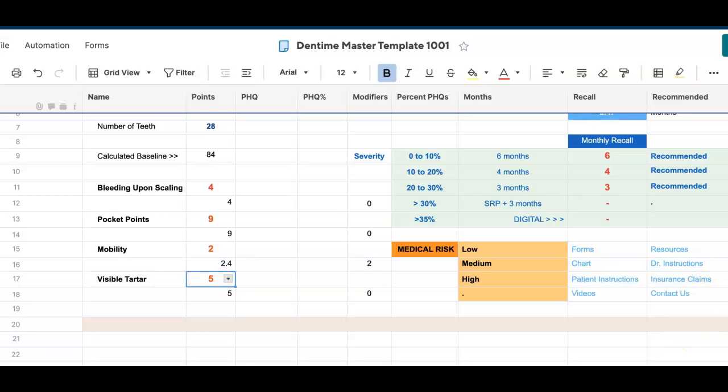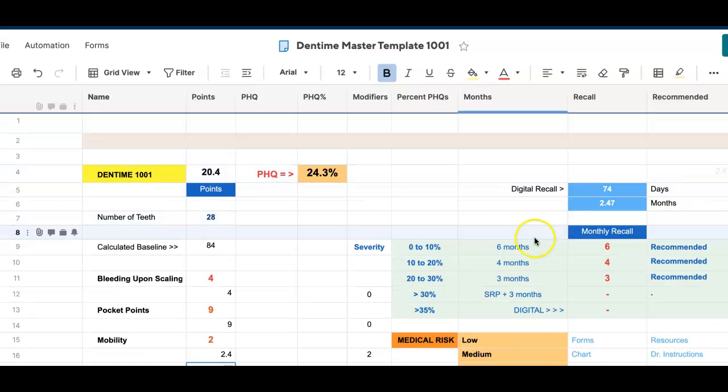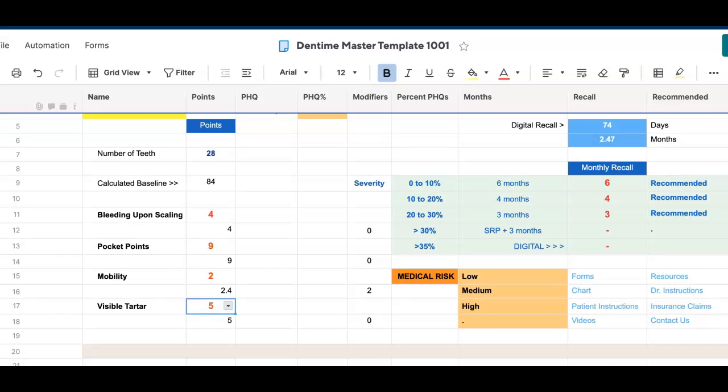Now we're going to go back up, and we see that the periodontal health quotient is 24.3. It specifies a 3-month recall. The medical risk is considered to be high, and that person will comply with this system every single time.